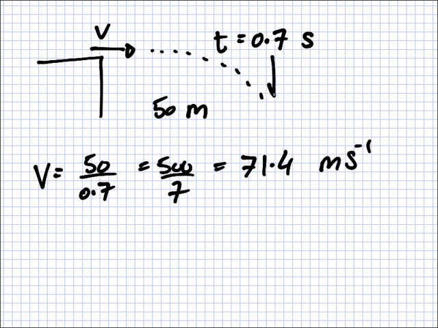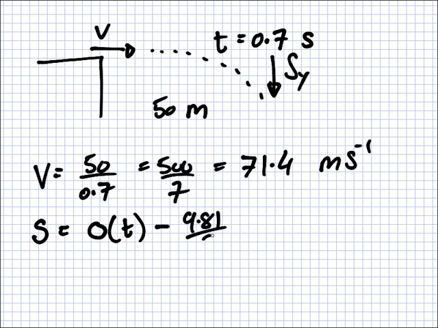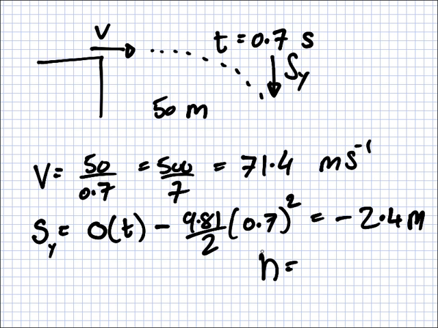What is the vertical distance here, SY? So S equals UT plus a half A T squared. What number is that, please? 2.4. So the H is 2.4. How can we know it's from rest? Because it says it's launched horizontally. There's no vertical.